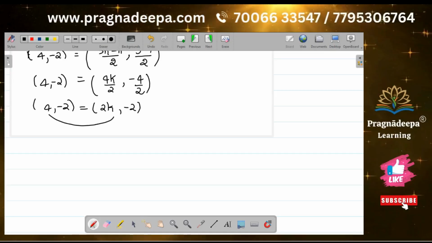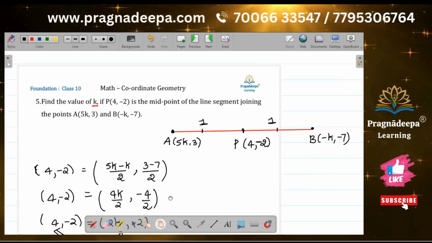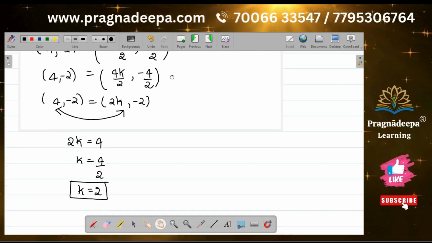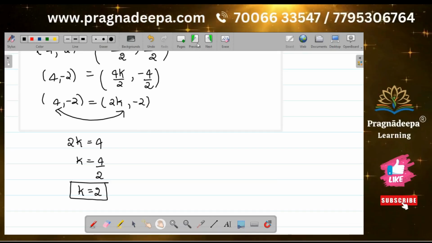Now we can equate the x coordinate values. 2k is equal to 4. This implies k is equal to 4 by 2, that is, k is equal to 2. The value of k is 2. Clear? Clear, Harita, Durgesh, and Sachin? Yes, sir. The value of k is 2. So just questions as MCQ. Next one.